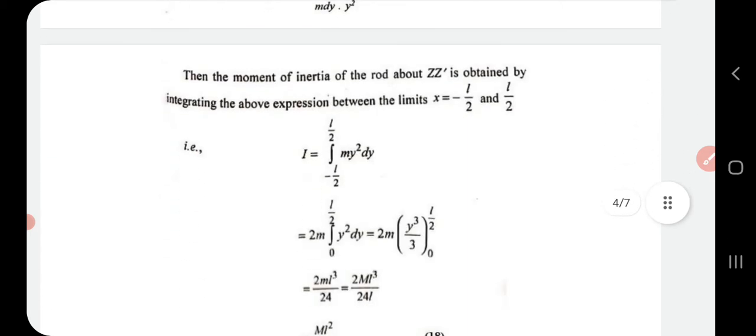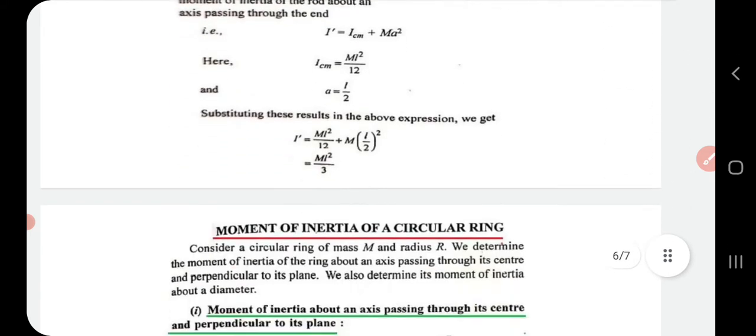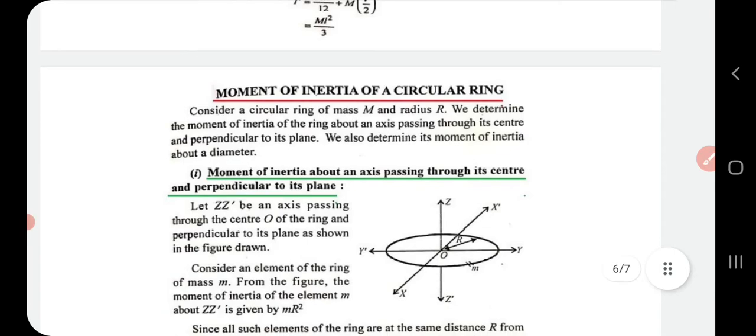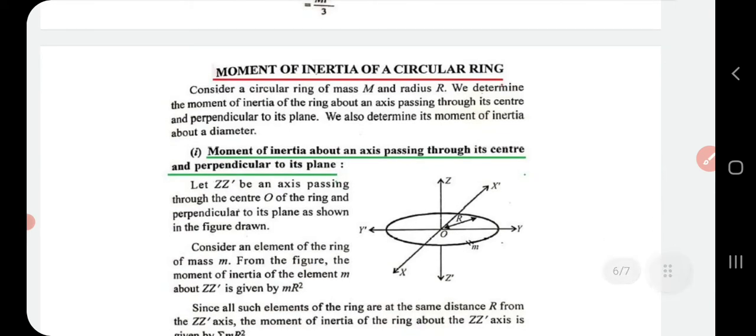Now today we will discuss one more solid body, that is a circular ring. Same procedure. First we consider a small element. We find the moment of inertia of that small element, and after that you integrate it within the appropriate limits to get the moment of inertia of the whole body.